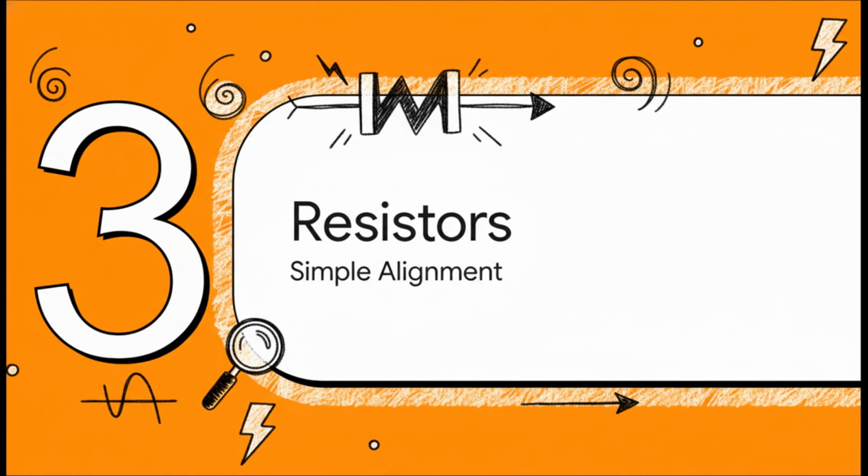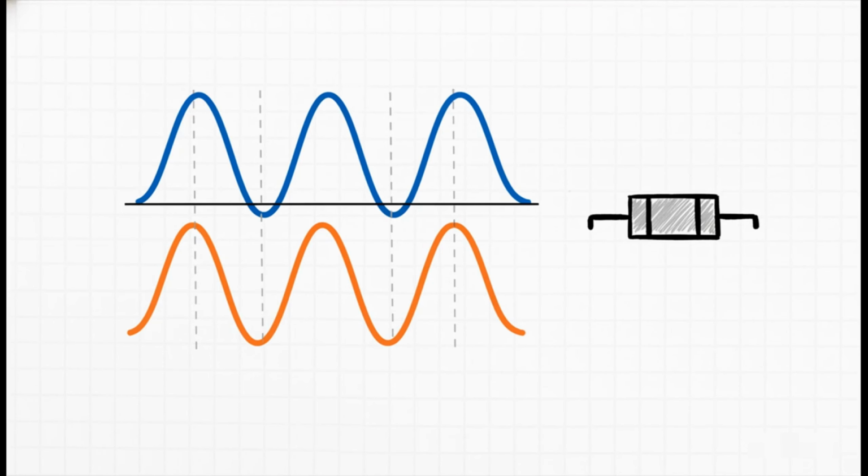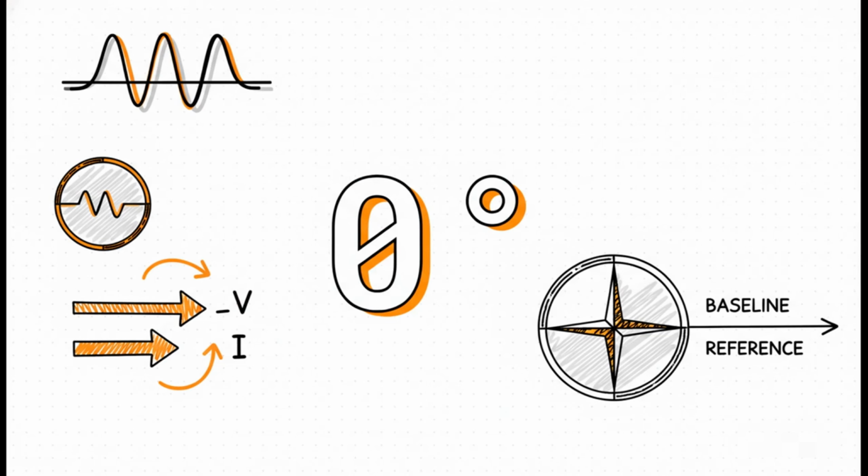We'll start with the simplest, most well-behaved component in any circuit, the good old resistor. In a circuit with only a resistor, there's absolutely no drama. The voltage waveform and the current waveform rise and fall at the exact same time. They are perfectly synchronized, or as we like to say in engineering, they are in phase. So, what does this mean? It means the phase shift between the voltage and current is 0 degrees. The impedance of a perfect resistor has a phase angle of 0. This is our baseline, our reference point. Everything else is measured against this.